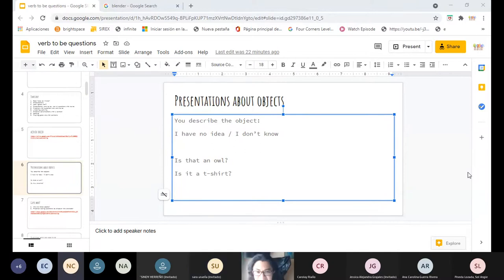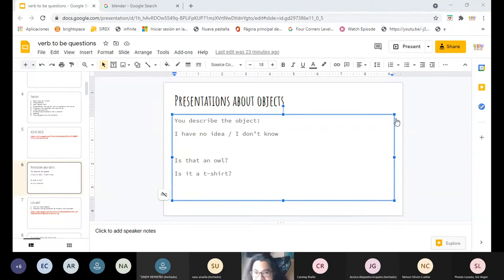All right. Teacher. Yeah, Nelson. How do you say "oso de felpa"? Teddy bear. Is it a teddy bear? All right, good. Yes. Very good, Nelson. Excellent, Sara. Just remember to say shaped, Sara, shaped. It is shaped as an animal. Okay, now it all makes sense, of course. Okay, very good, Sara. Nice description.